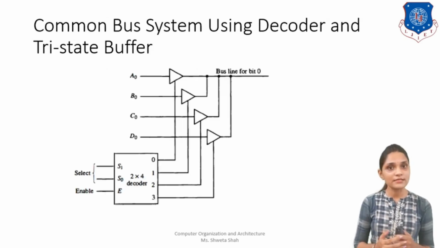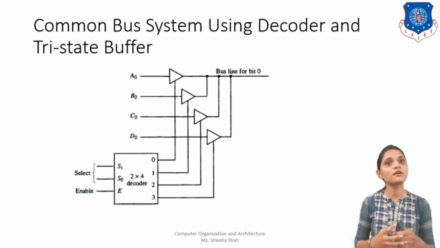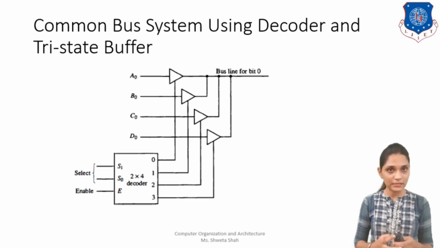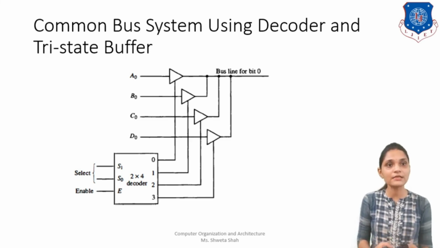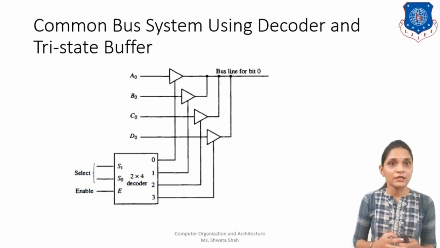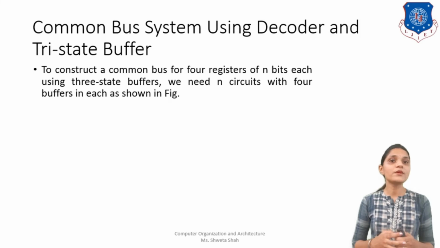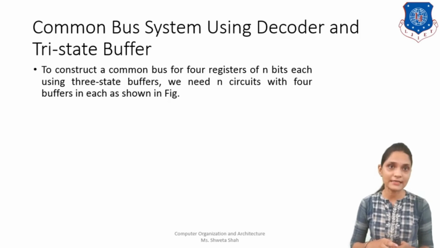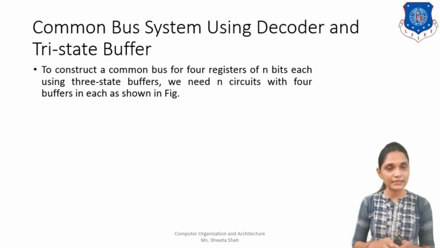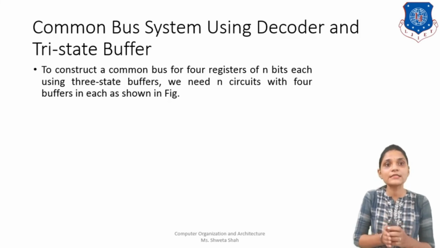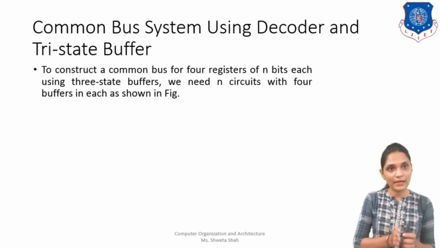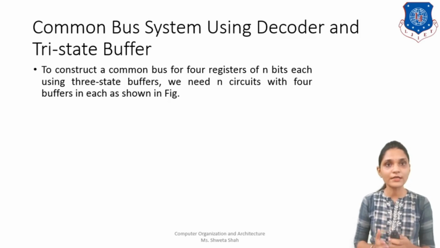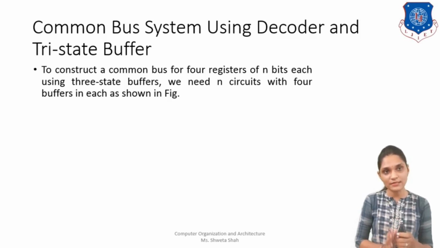Okay, so this is the circuit, and it is very easy to understand how we can design this common bus system using a decoder. The system is much easier as compared to a multiplexer. Okay, and to construct this common bus for 4 registers of n bits each using tri-state buffers, we will need n circuits with 4 buffers in each, as we have seen in this figure, but we will require this replica n times, for n bits. For example, if you have 8 bits, you will require 8 replicas of this circuit. If your system is 16 bit, you will require 16 replicas of this same circuit.